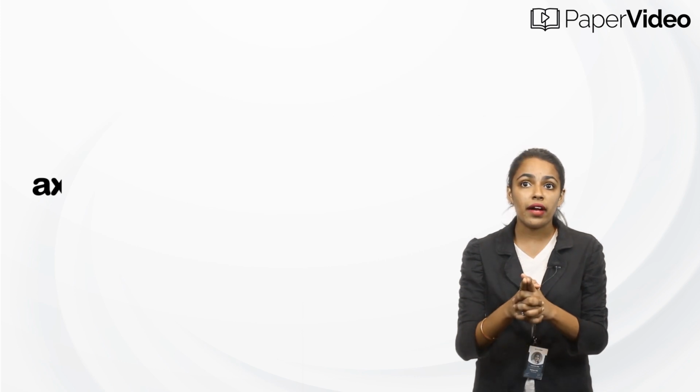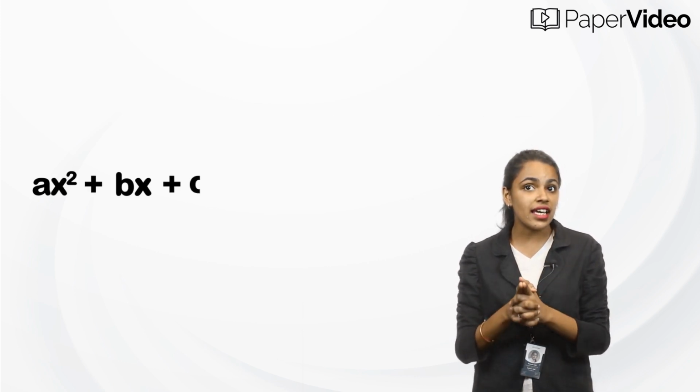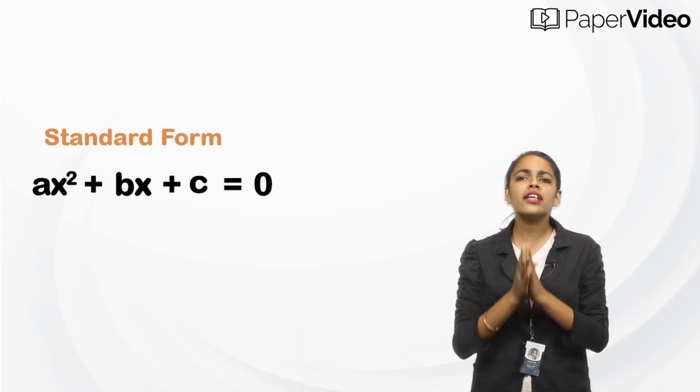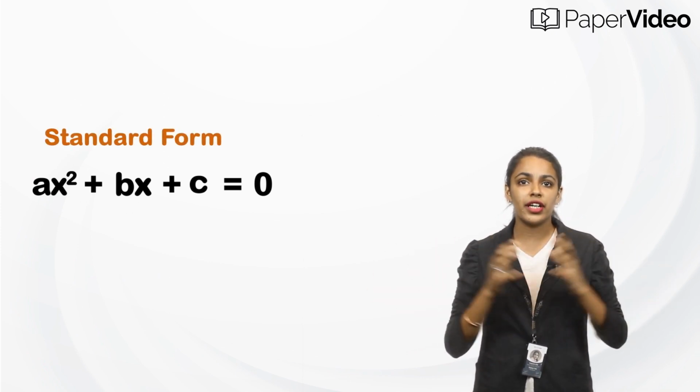What is a root of a quadratic equation? To answer this question, we must know what a quadratic equation is. A quadratic equation is of the form ax² + bx + c = 0. This is also known as the standard form of the quadratic equation.